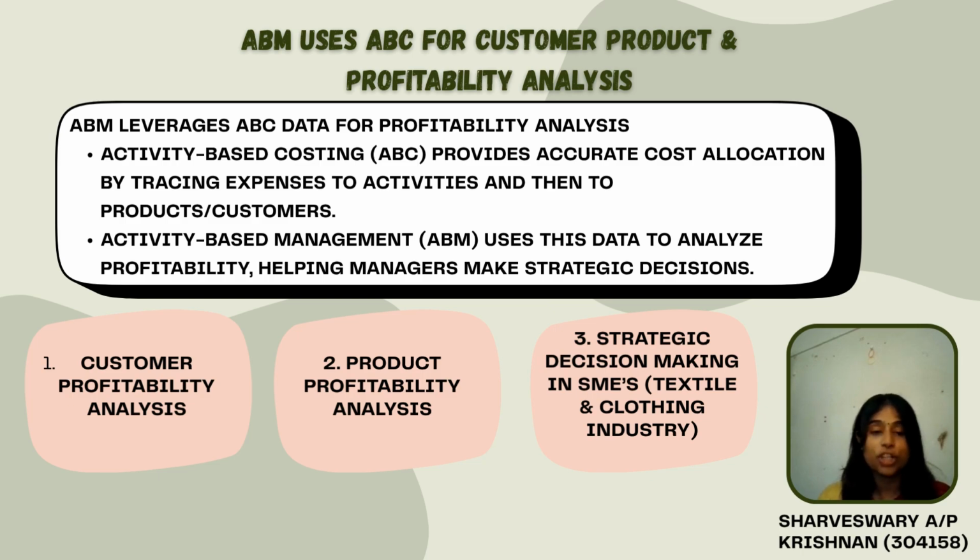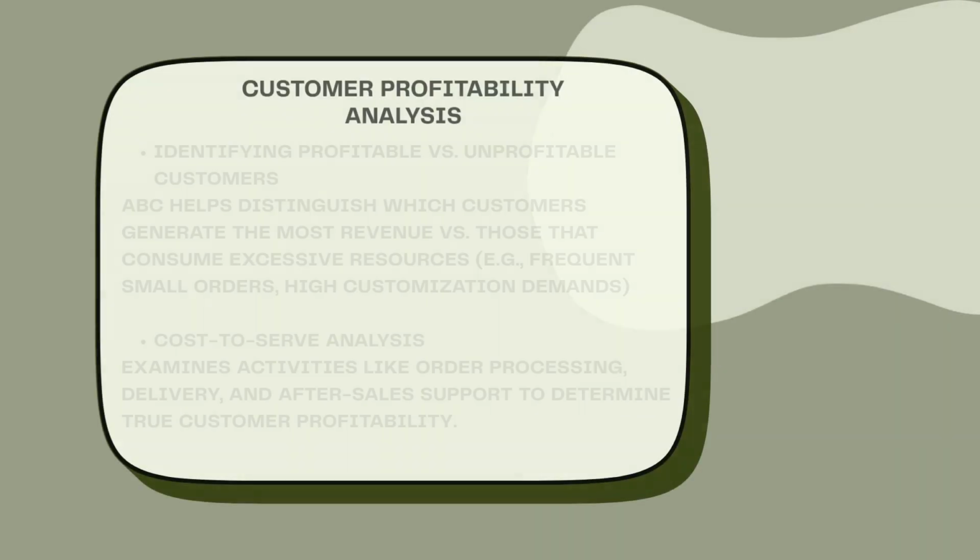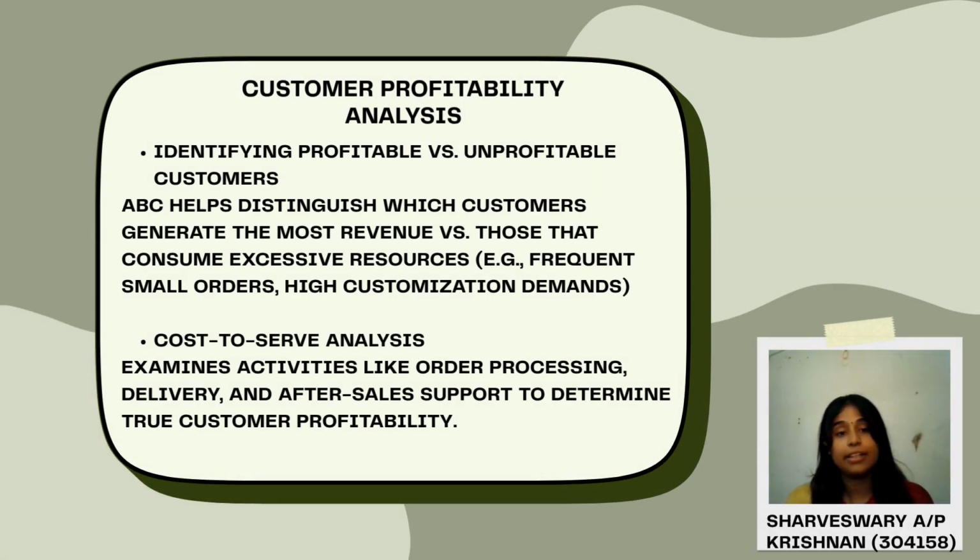So, we will look at three main points under the customer, product and profitability analysis. The first one will be customer profitability analysis. The second one would be product profitability analysis, and the third one is strategic decision making, in my example, which is the SME textiles.